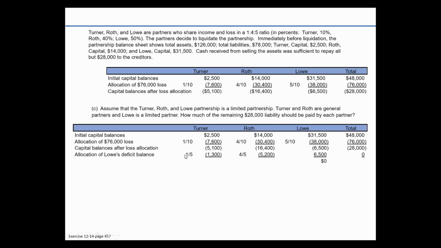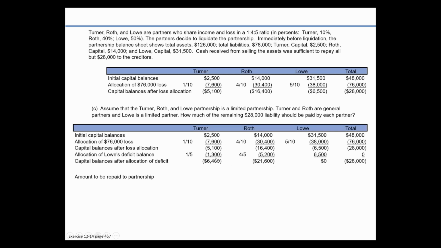And so then we would figure out that 1/5 of the loss would be for Turner, because that's the remaining partner, and 4/5 would be for Roth. And so 1/5 of the 6,500 is 1,300, and then 4/5 of 6,500 is 5,200. So then that brings the capital balances after the allocation of the deficit to where Turner would have a negative $6,400 and Roth would have a negative $21,600.